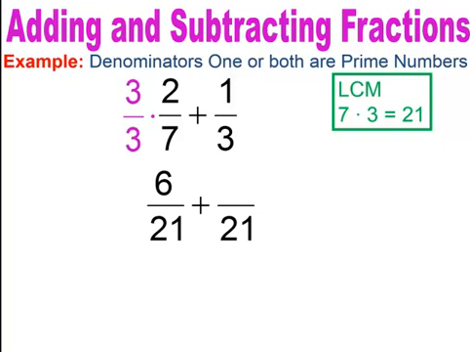The second fraction, I want a denominator of 21. To get that, I'm multiplying 3 times 7. And whatever I multiply the denominator by, I need to make sure I multiply the numerator by. So I have 1 times 7, which gives me 7 over 21. Now I have my converted fractions. I have a common denominator, so I can add the numerators. And in this case, I end up getting 13 over 21. It will not reduce, so that would be my solution.